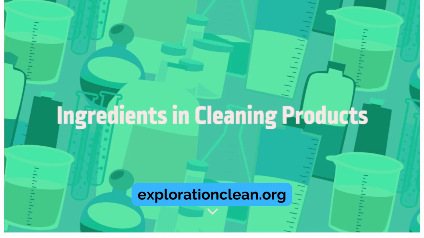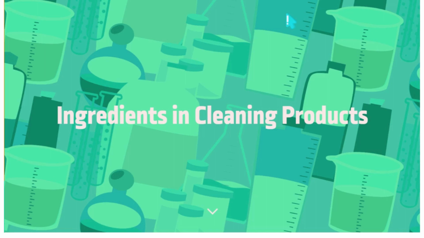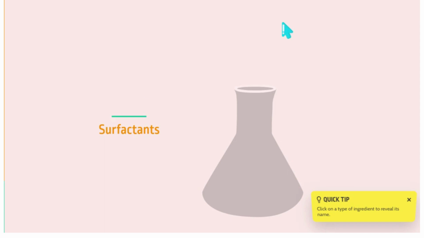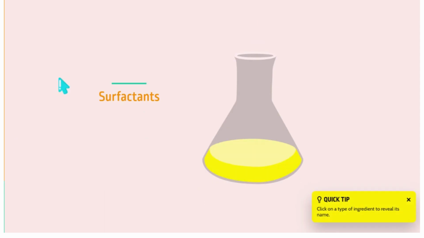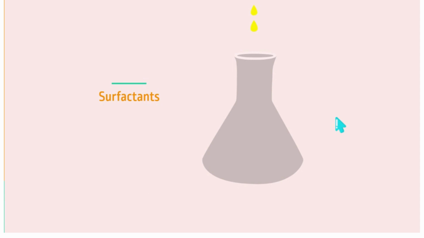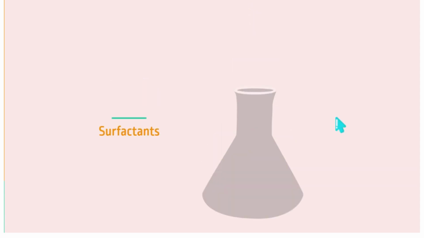This can be found in explorationclean.org. Just like what I said last time, the surfactants are active ingredients that we can find in our cleaning products. Surfactants do the job. They are the ones that really remove the soil or really clean the materials that we have. So we're done discussing that in the previous lesson.